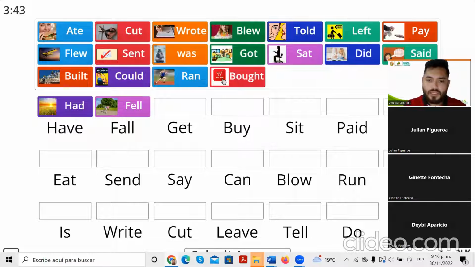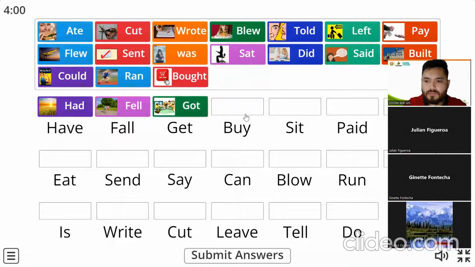There is another similar case: find, found, found, founded. The first one is encontrar, encontró. The second one is fundar, fundó. So be careful with those verbs. Now, what about get? What's the past simple of the verb to get? Got. That is correct.